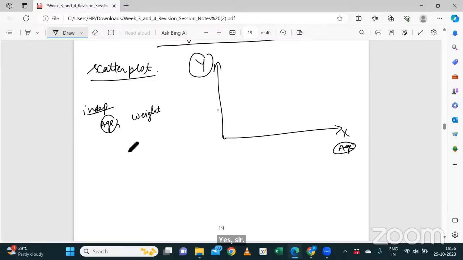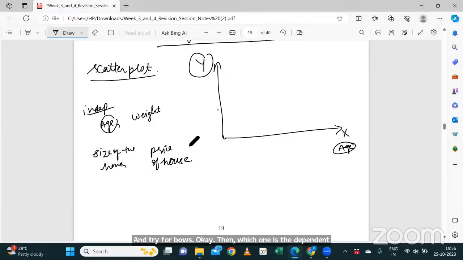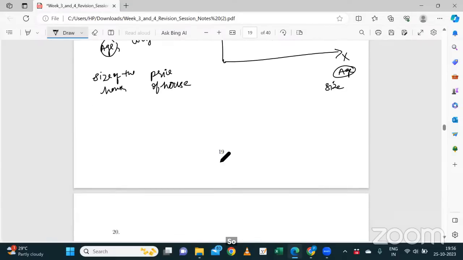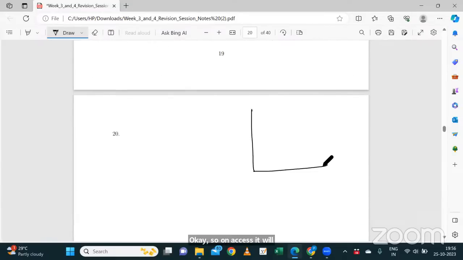Suppose I have size of the house and price of the house. Then which one is independent? Size of the house. So on the x-axis it will be size, and on the y-axis it will be price of the house. Let me give you some rough idea. Suppose I have been given a data set, some previous data, and I got a pattern in the data set like this. So what does this mean?